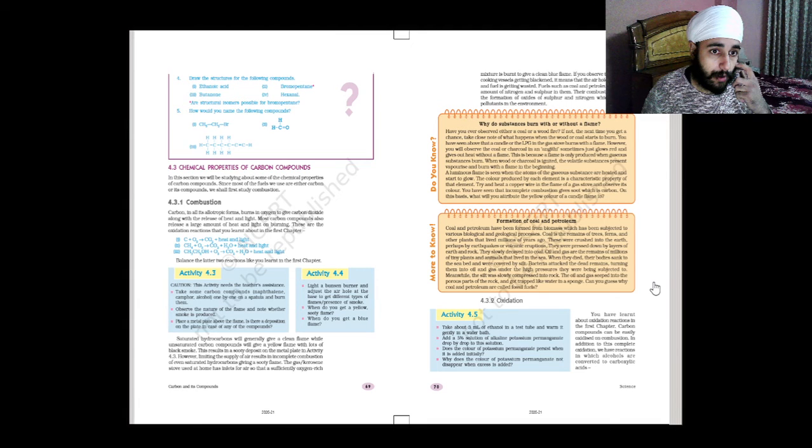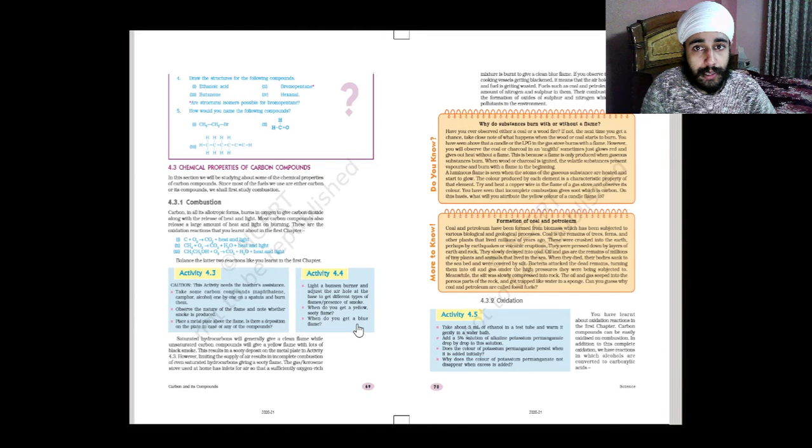The gas and kerosene stoves used at homes have an inlet of air, so that a sufficiently oxygen-rich mixture is burned to give a clean blue flame. If you observe the bottom of a cooking vessel getting blackened, it means that the air holes are blocked and fuel is getting wasted.